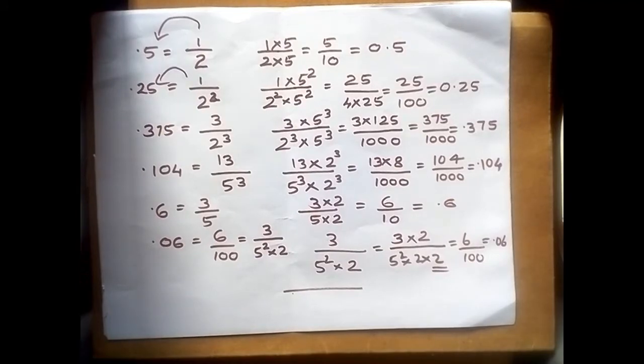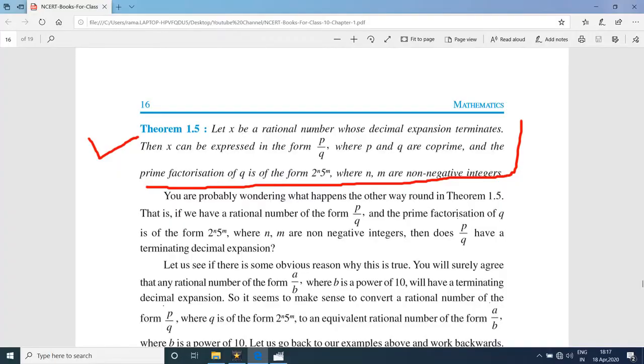This is what theorem 1.5 says. What is 1.5? Let x be a rational number whose decimal expansion terminates. Then x can be expressed in the form p by q, where p and q are co-prime, and the prime factorization of q is of the form 2 raised to n into 5 raised to m, where n and m are non-negative integers. Here there is one word which we have not discussed.